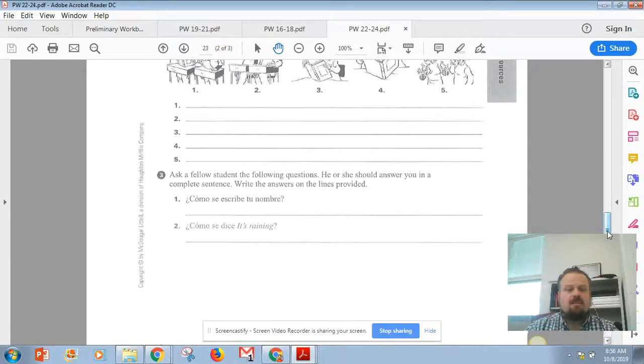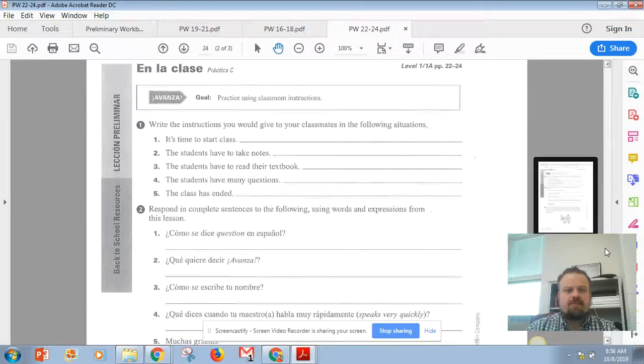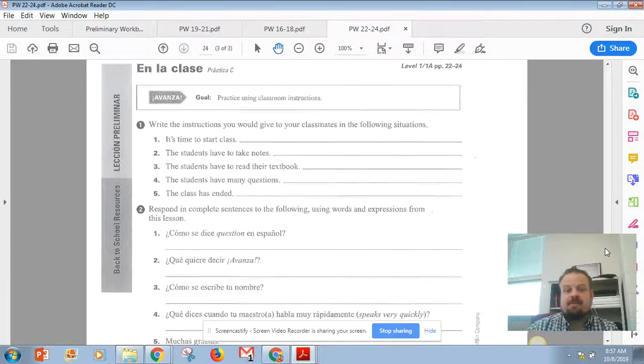Activity 3, why don't you pretend that your classmate's asking you so that when we do it in class, you have your answers ready. So on the lines here, just pretend that a classmate asked you, and you can go ahead and complete those. And then for our third page, these are commands you would see based on the time. So if it's the start of class, maybe you use one of our intros for good morning or good afternoon. For the students having to take notes, maybe you're saying get out a sheet of paper, which is one of our commands. The students have to read their textbooks, maybe use the command read.